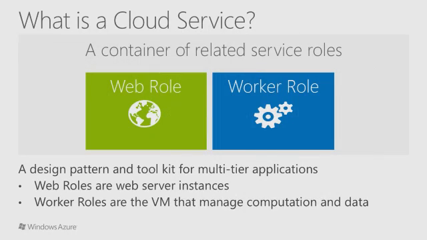So what is a cloud service? At a high level, an Azure cloud service consists of code that implements various kinds of service roles, which fall into one of two categories, the web role and the worker role. Web roles are front-facing web servers that respond to inbound HTTP requests. Worker roles are virtual machines that manage computation and data to support the needs of the application.